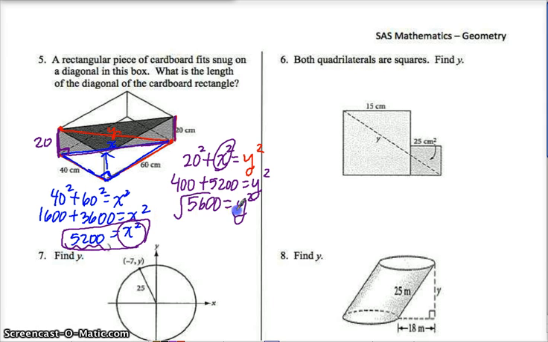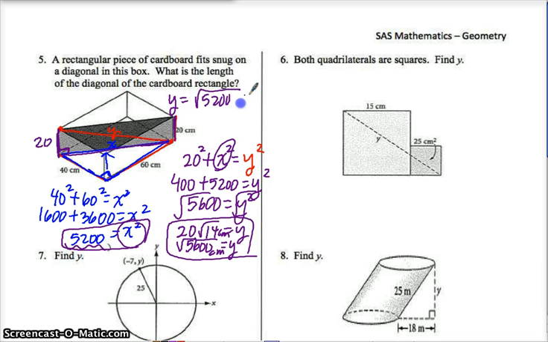So now I take the square root of 5600, and what do you get? You can either leave it as 20 root 14, or you can leave it as the square root of 5600. Either one of those is fine, and then you should have centimeters attached to it. So what is the diagonal here? y equals the square root of 5600 centimeters, or 20 root 14 centimeters.